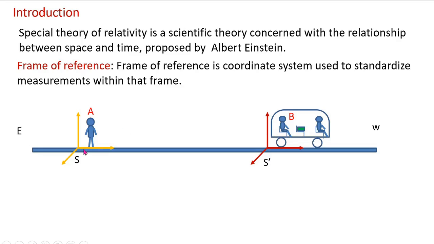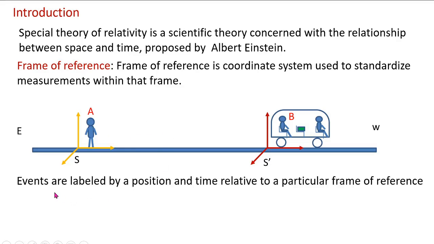Means with reference to S frame of reference, the S dash frame of reference is moving with uniform velocity towards west, and with reference to S dash frame of reference, the S frame of reference is moving towards east in the opposite direction with constant velocity. This is called relative motion, or this is the relativity. Events are labeled by position and time relative to a particular frame of reference. Thus, the events, whatever happening in the frame of reference, are labeled by position and time relative to that particular frame of reference.